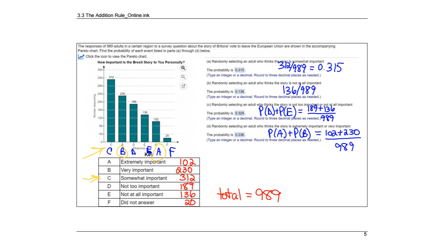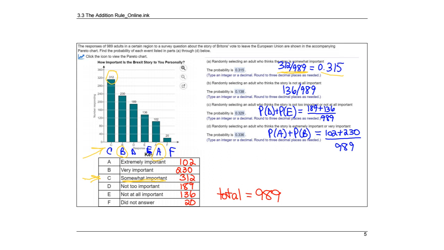All right, so the first question is randomly select an adult who thinks the story is somewhat important. Well, somewhat important means that we want C. I went ahead and wrote my frequencies next to the table. That just helped me find them. But C would be 312 up here. So I'm going to put 312 over the 989 responses. And that tells me the probability of randomly selecting an adult who thinks the story is somewhat important is going to be 0.315.